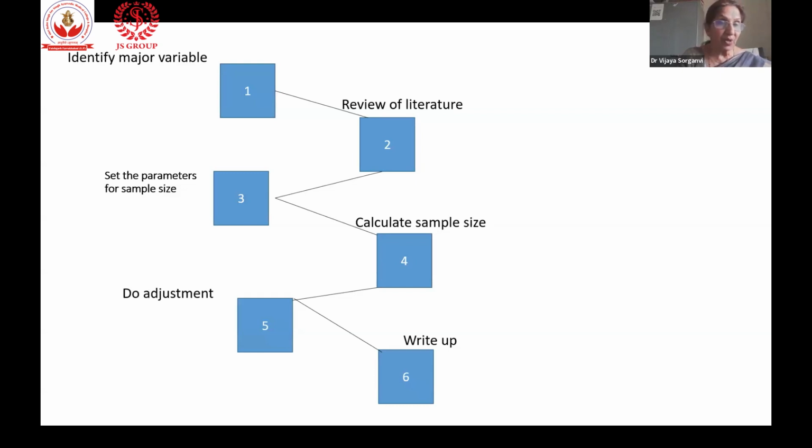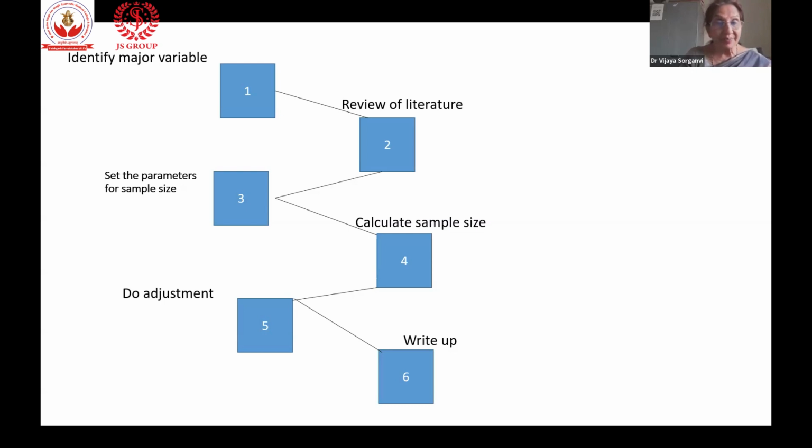Then set the parameters for sample size. After getting the major variable by reviewing the literature, we set the parameters. One, we select the major parameter from the previous studies to calculate the sample size. Second, we have to decide confidence level, margin of error, and power of the study. All these things we have to assume. So these parameters we set before calculating the sample size.